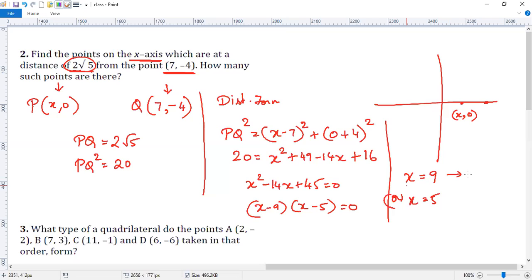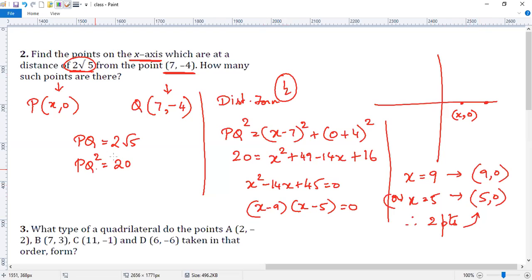So when x is equal to 9, you will have the coordinate as 9 comma 0. And when x is equal to 5, you will have the coordinate as 5 comma 0. Therefore, it has got 2 points and the coordinates of the 2 points are these. Okay. This is a 3-mark question. So again, for writing the distance formula, it carries half a mark.